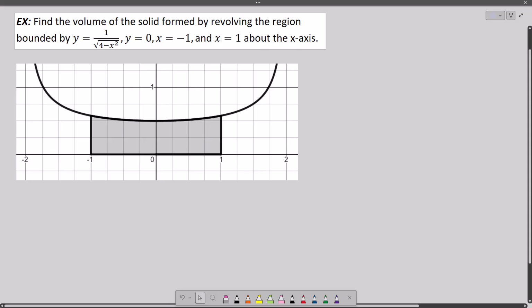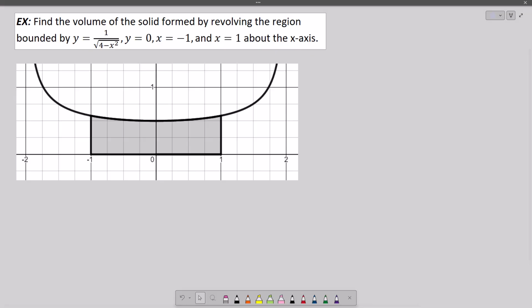Okay. Find the volume. We're going to rotate this region around the x-axis from -1 to 1. So what technique do you think we'll use? Which method? Guys want to go like the washer method? I think that's good. Is that what you said?